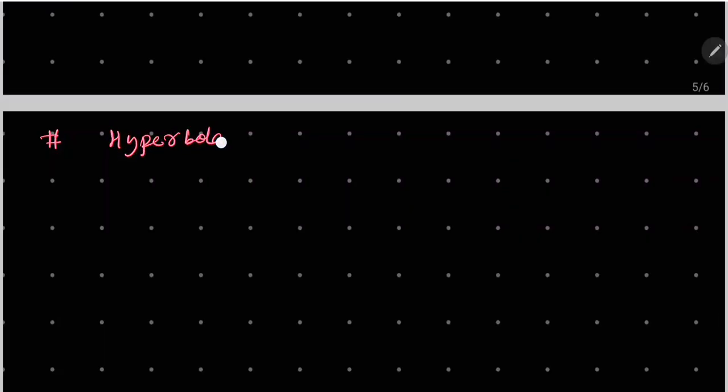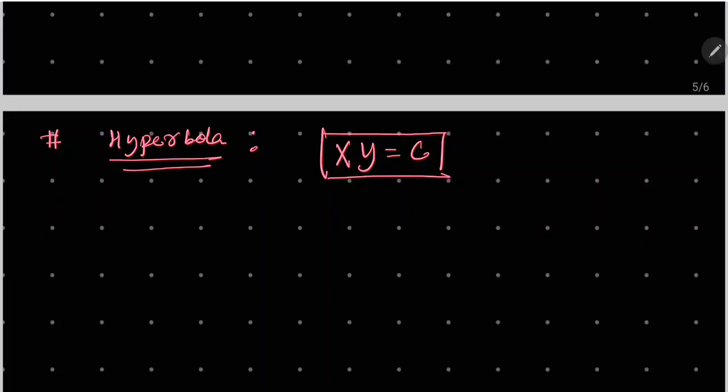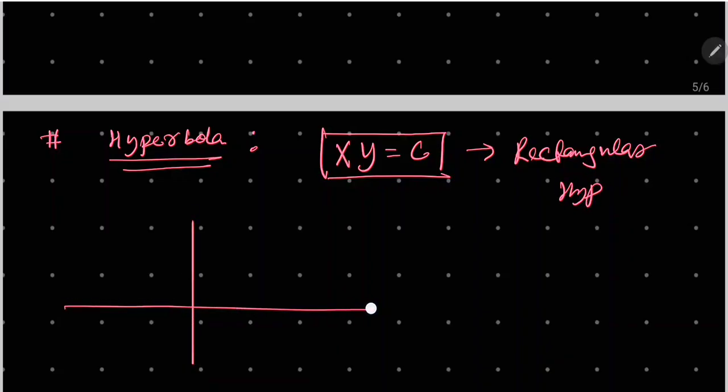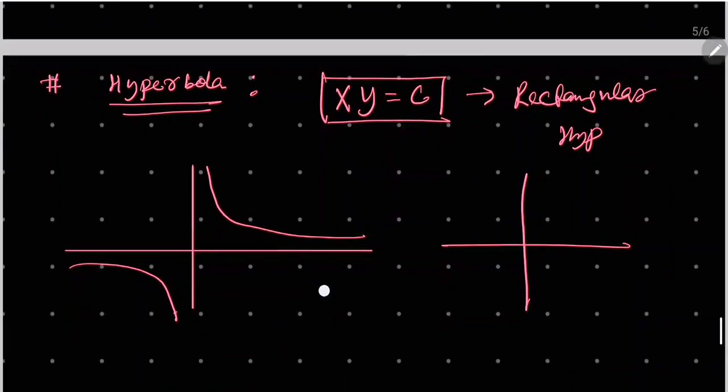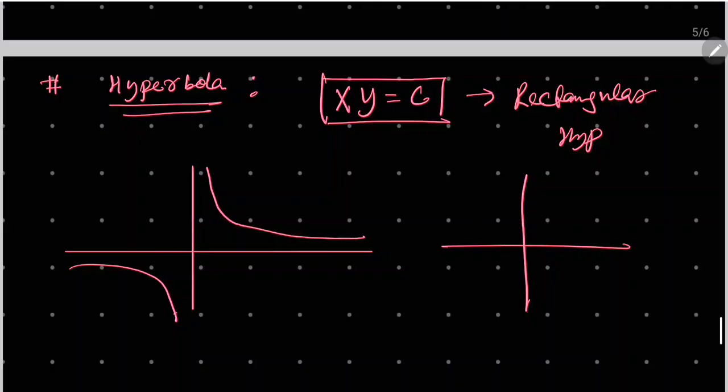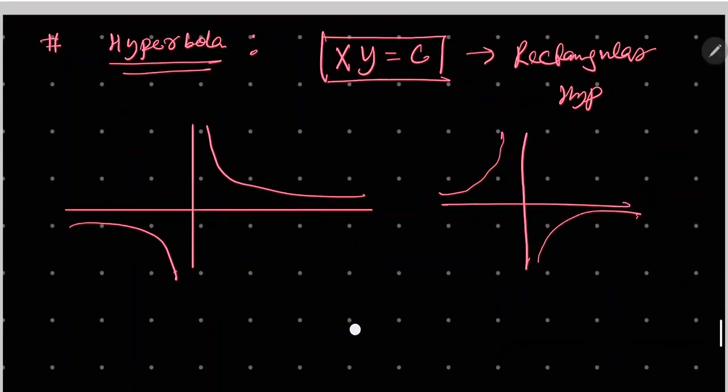In the hyperbola, basically you have to read only the rectangular hyperbola, whose equation is x times y equals constant. This is called a rectangular hyperbola. How will it appear? It will appear like this, like this, like this. It will appear in two branches; it will always appear in a pair basically. And there can be many rectangular hyperbolas as well.